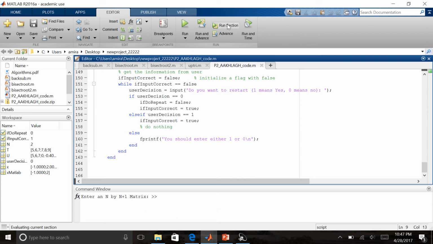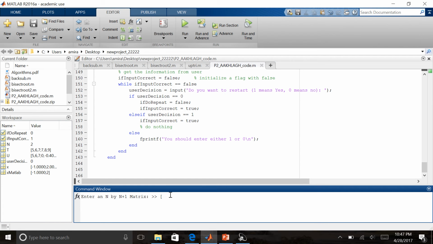I'm going to run the section. Okay, wrong one. Section. Okay, so enter n by n plus 1, so we have 3, 4. Now, it was all in one code, so now it says enter a 1 by n vector, so this is going to be a straight vector. Let's try putting first 2, 4, 5. Let's see if this will run.